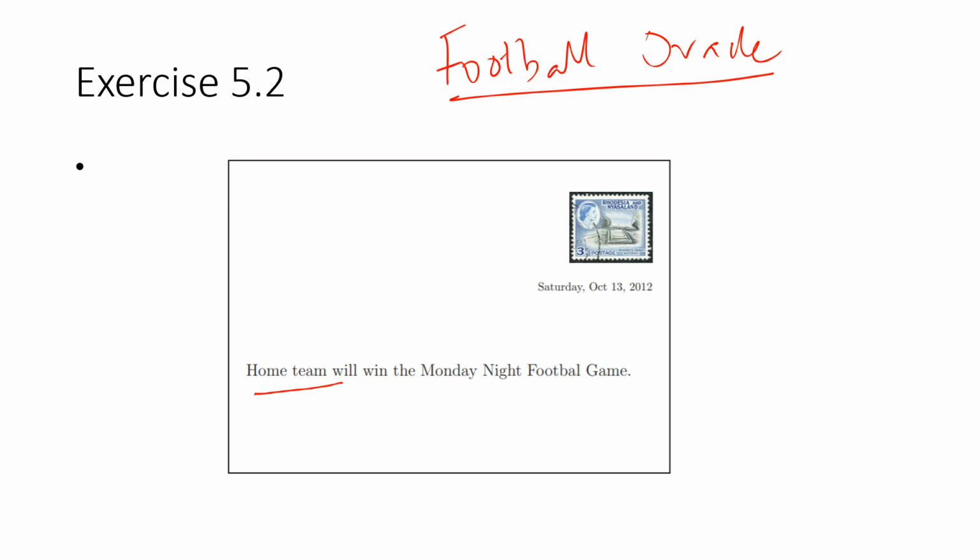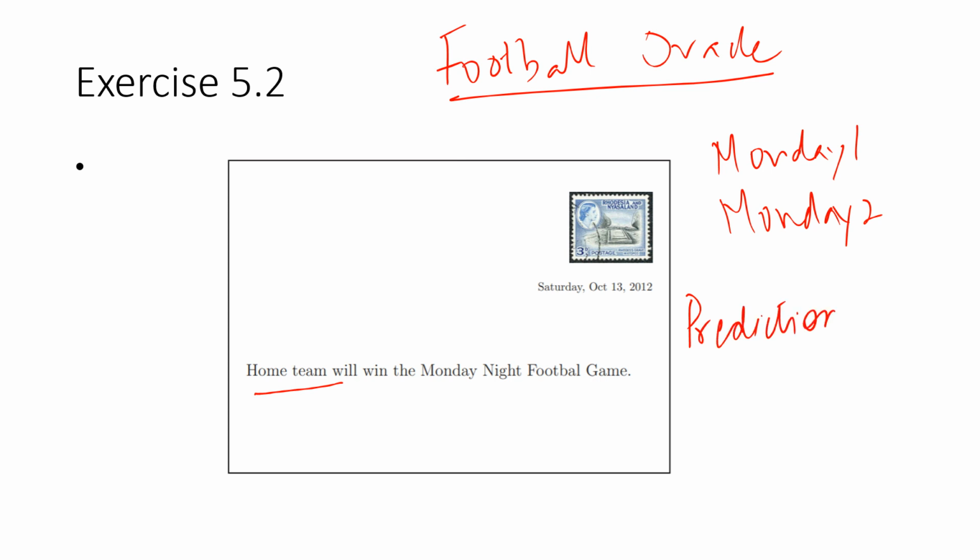And then this was Monday 1. The next week, Monday 2, I again receive a similar kind of postcard that tells me that the away team, let's say, is going to win. And again, okay, that's fine. It looks like again a random postcard that I received, so I just throw it away. And suppose that I keep receiving these postcards 5 weeks in a row, and the prediction of these postcards always matches the outcome, always.